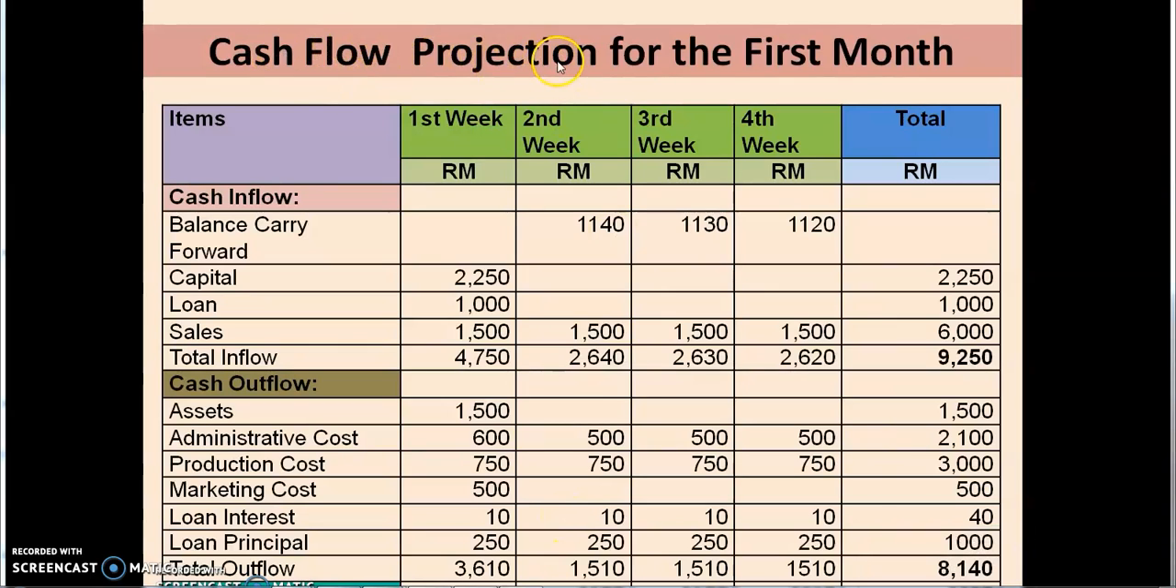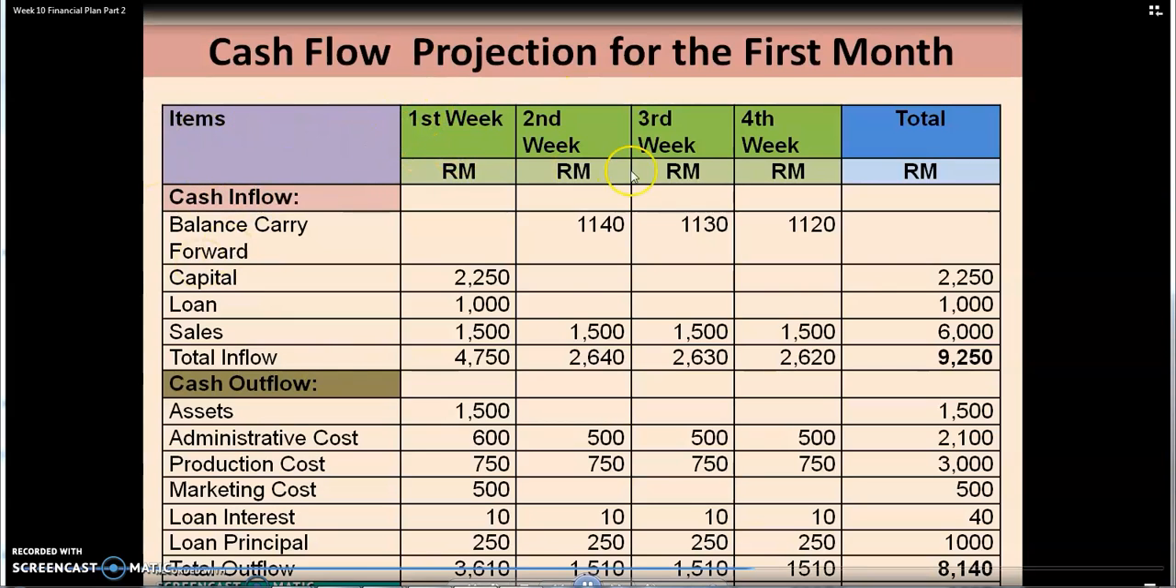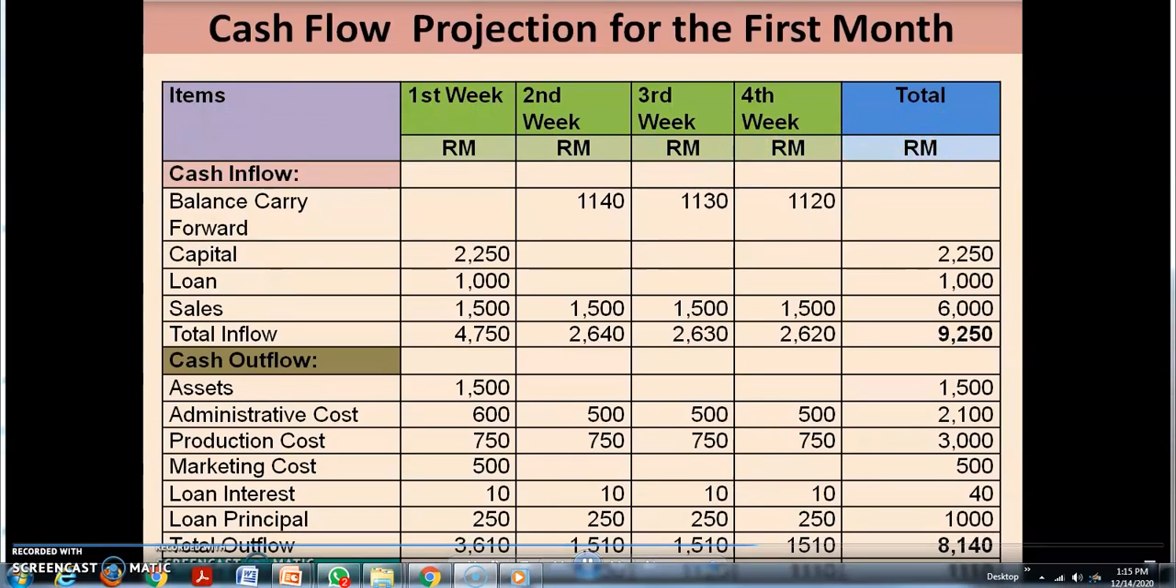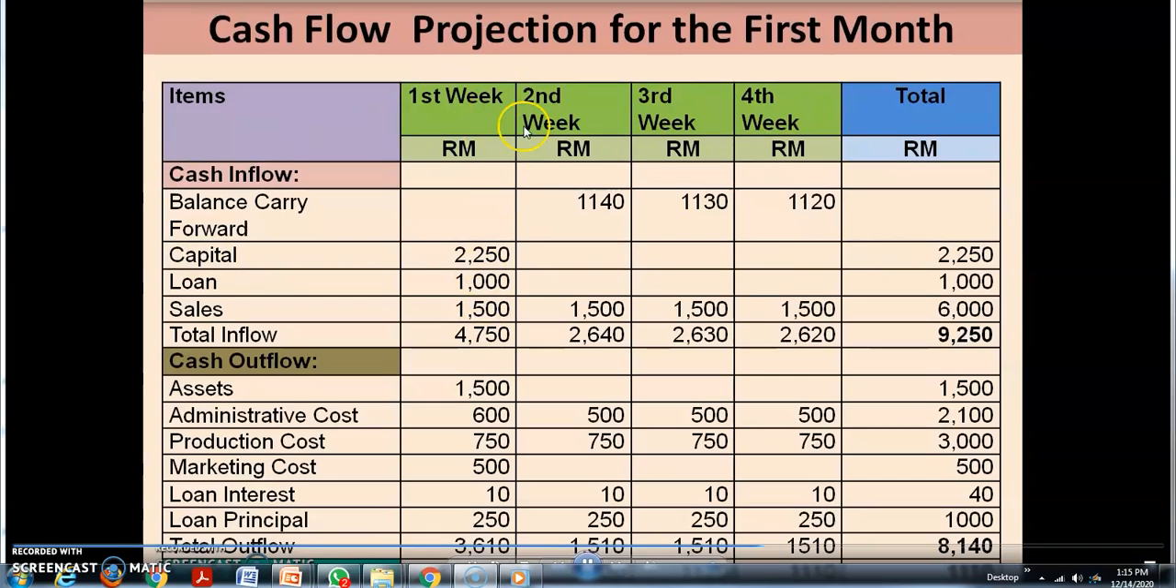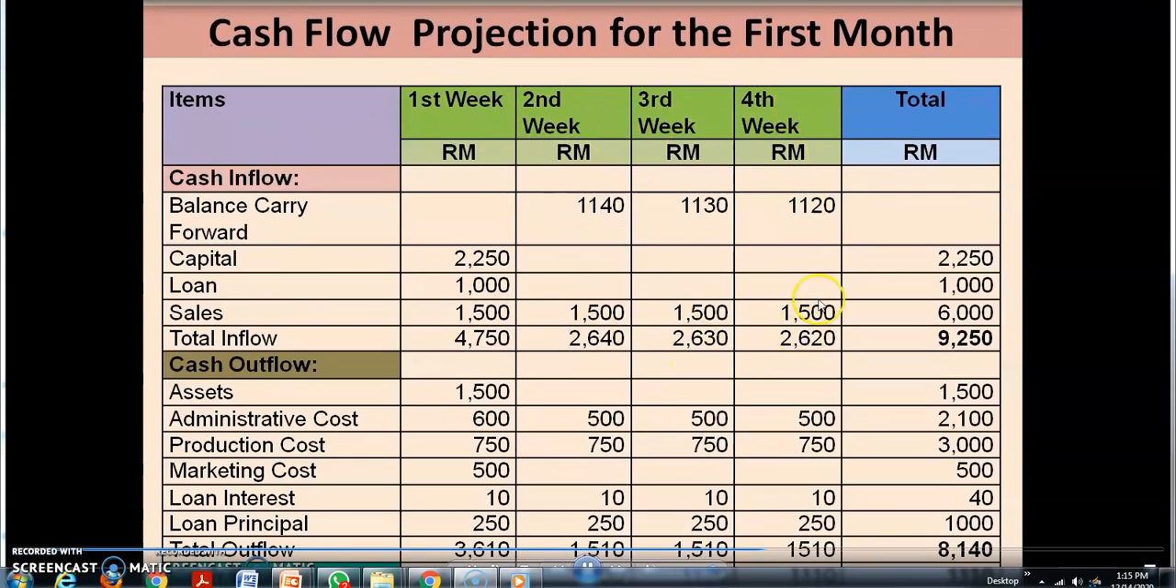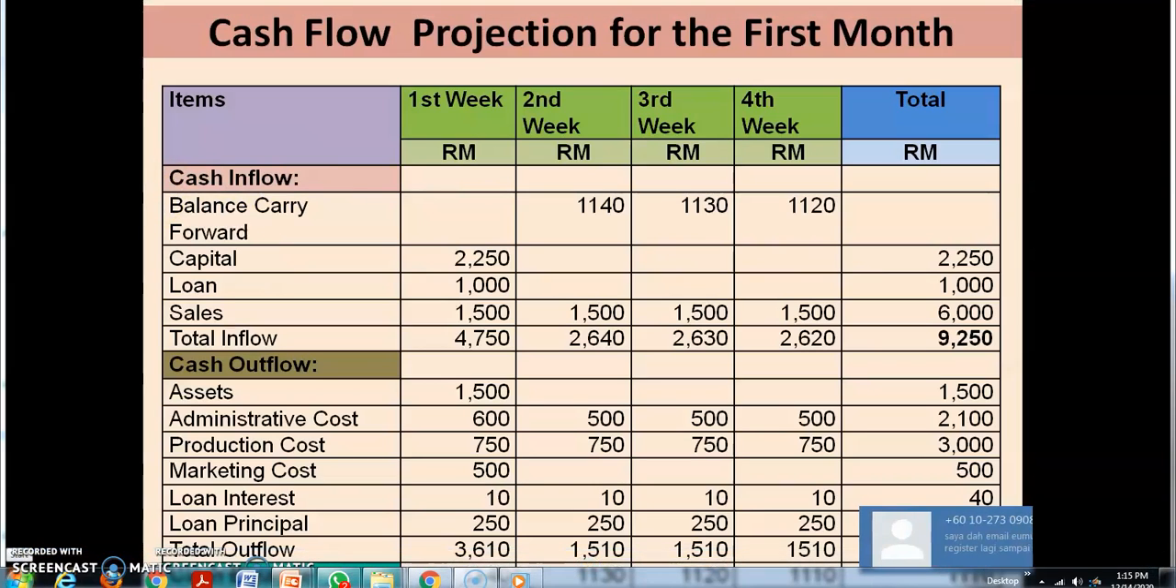is the cash flow projection for the first month of running the burger kiosk business. So here you have to prepare these 1, 2, 3, 4, 5, 6 columns containing items: first week activities, second week, third week, fourth week, and also the total amount. So here follows the cash inflow. All the money that gets into your business account, you need to record it.